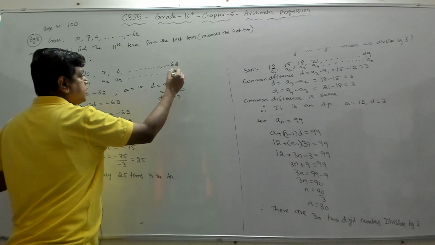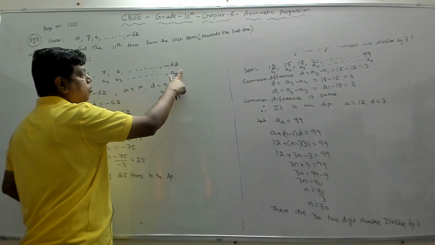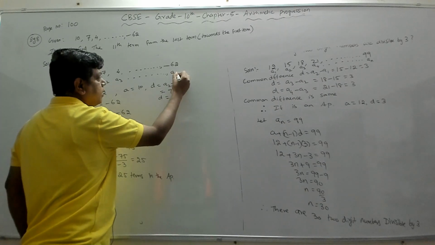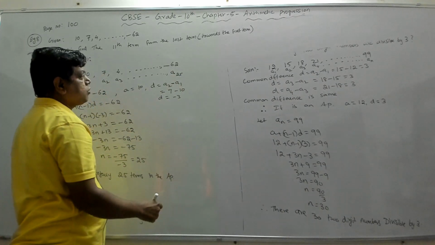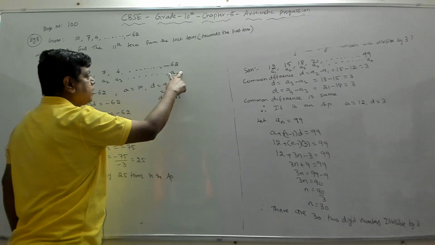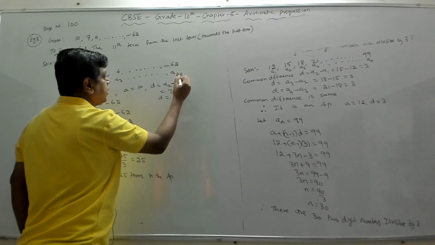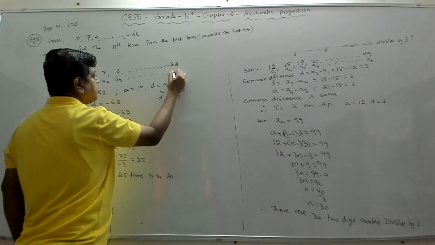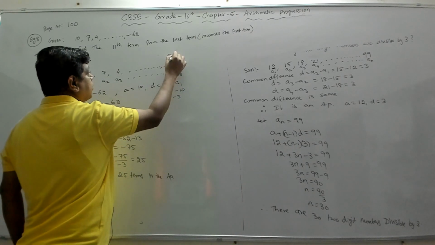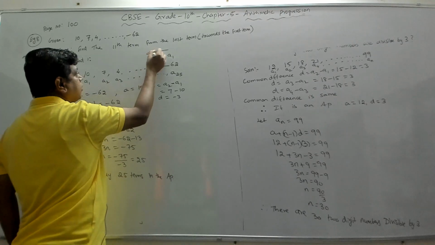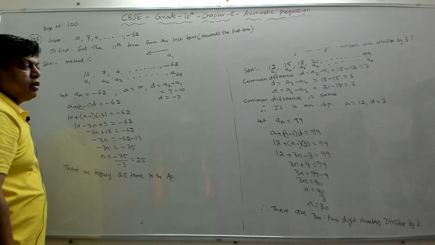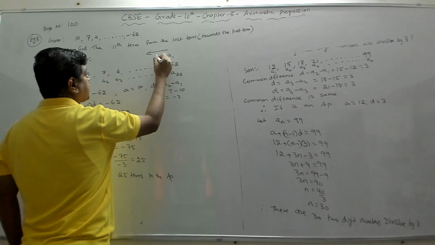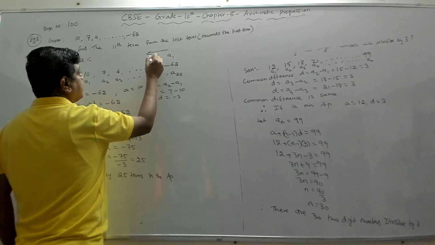Earlier we did not know what N was, so I had put it as N. Now we know N, so it is A25. So this is the 25th term. Now this is the first term from the reverse. This is A1 from the reverse. If I am trying to go from the reverse, this is the first term and this will be the second term. Like that it will go.